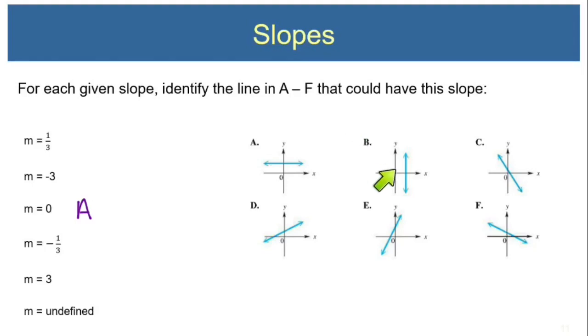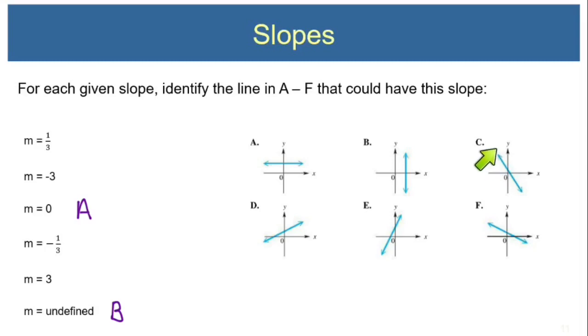So I'm going to go ahead and match up graph A with the slope m equals 0. And then I notice that graph B is a completely vertical line. So I know that vertical lines always have an undefined slope, so I'm going to go ahead and match up graph B with a slope of undefined.